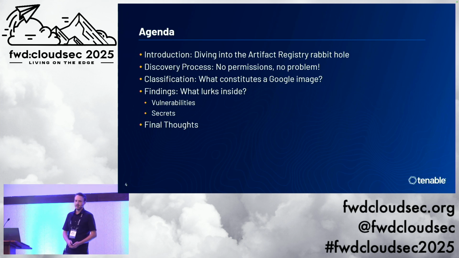Then we'll go into the classification and explain what constitutes a Google image. We created 3 unique categories to help us understand a little bit better what's going on in these images. Then the juicy part, we'll dive into the findings that we were able to locate, the vulnerabilities and the secrets. And at last, the final thoughts where I will share some interesting questions about the shared responsibility model and ideas for the future.